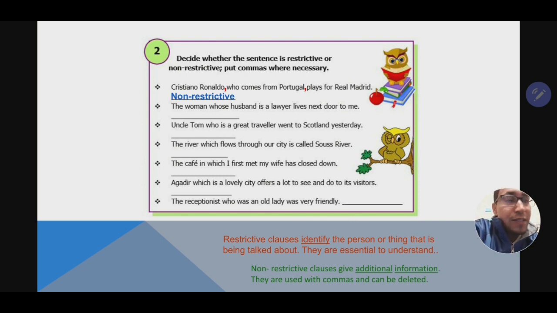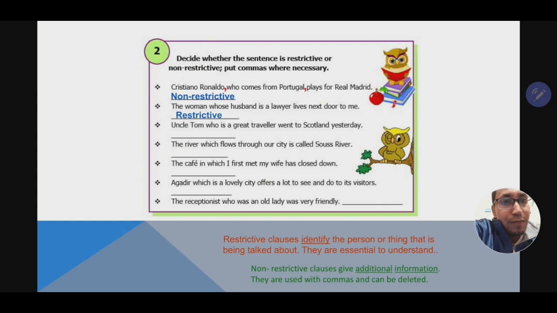Okay, assuming you've answered, the next question: the woman whose husband is a lawyer lives next door to me. Yes, it is restrictive. Why? Because we cannot say the woman lives next door to me. We have to say which woman, whose husband is a lawyer.